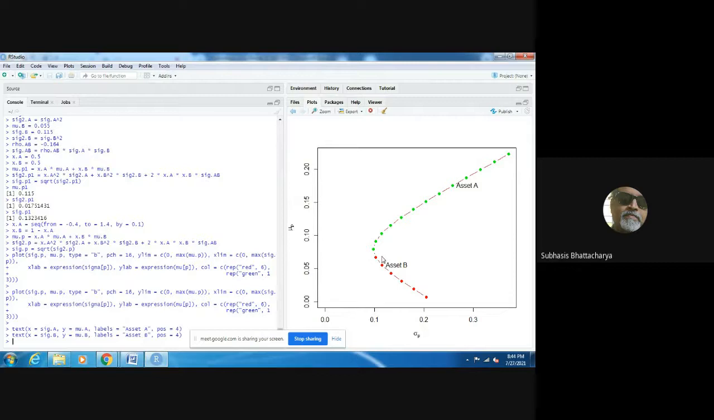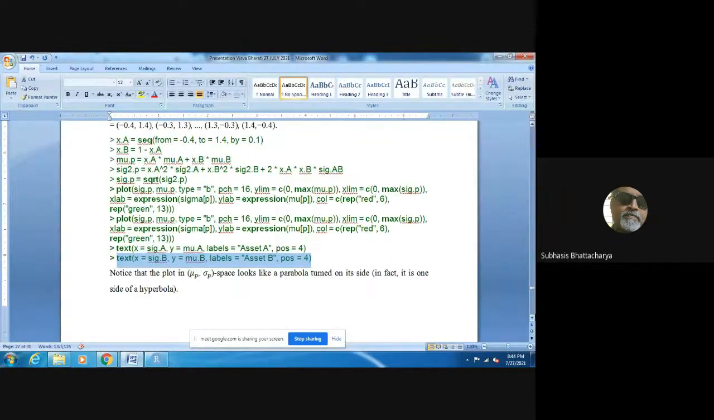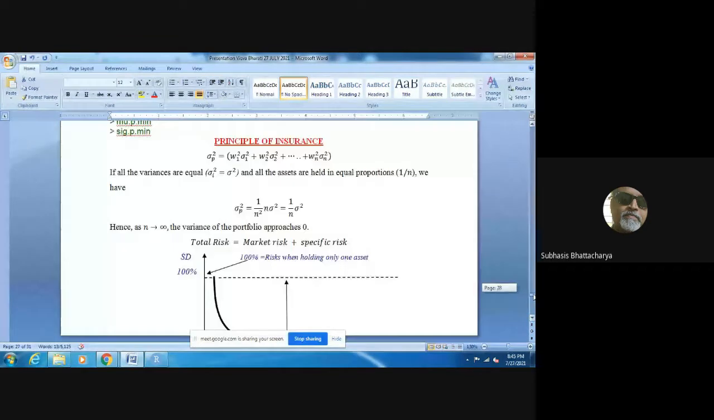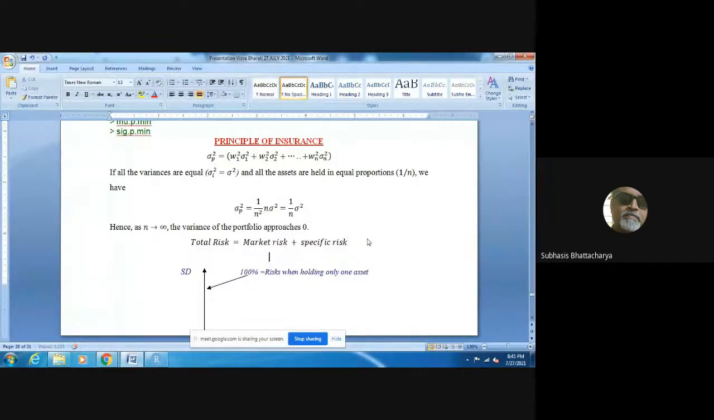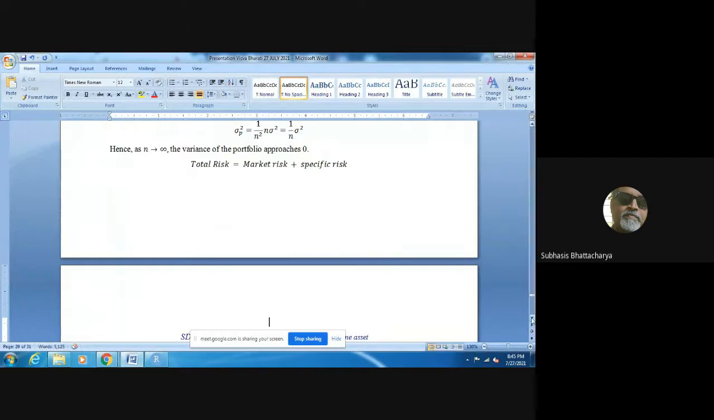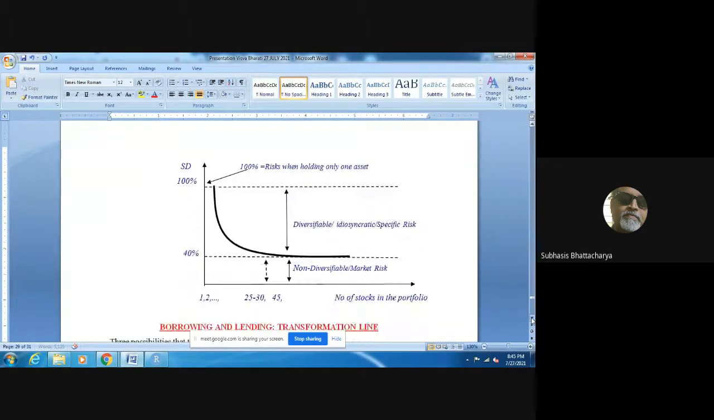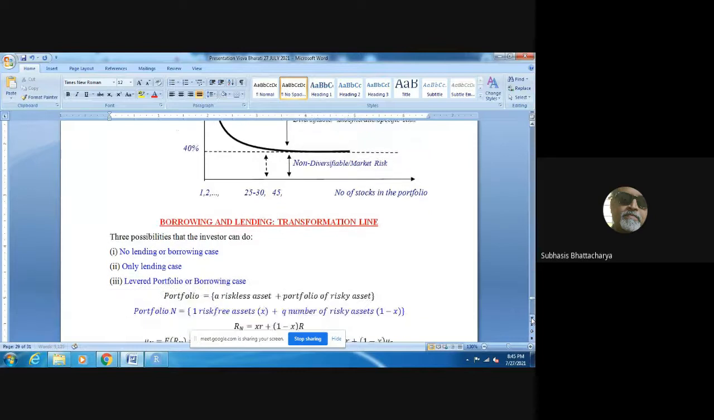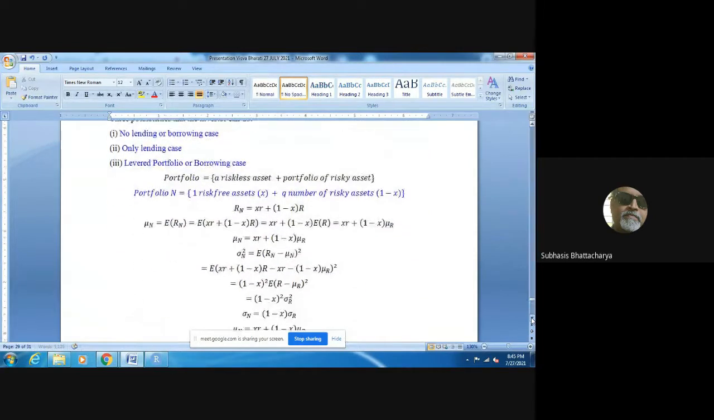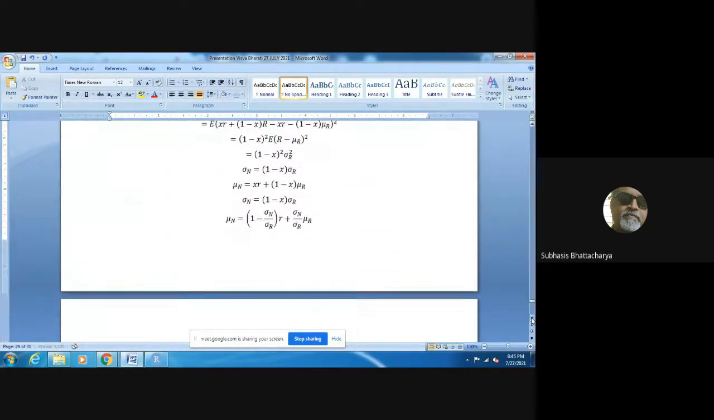Thank you for giving me 14 minutes more, and there is a huge amount in this part also, because the Markowitz part is very interesting, and the specific risk, because you get this in your general finance book. That is how borrowing and lending, that transformation line, that is the Jensen alpha concept. I am actually dealing with the availability part.